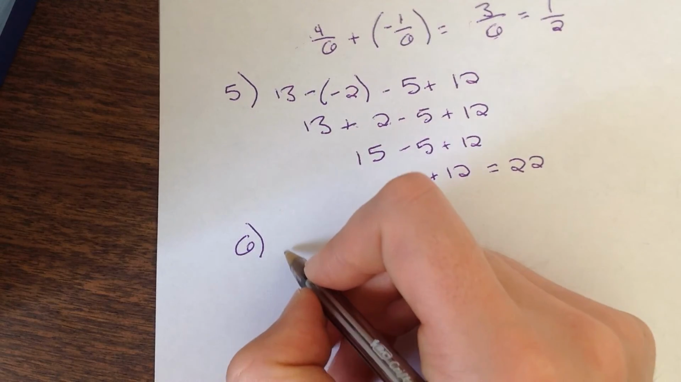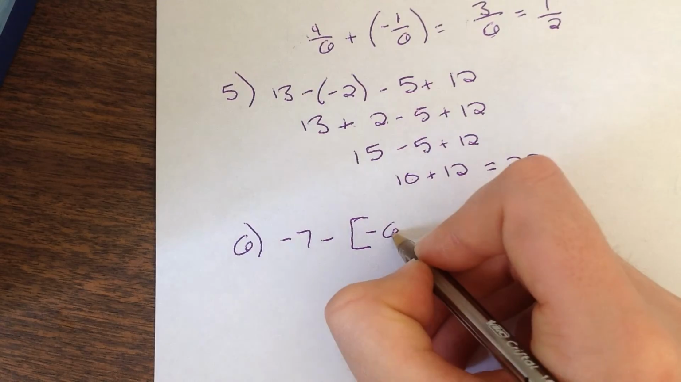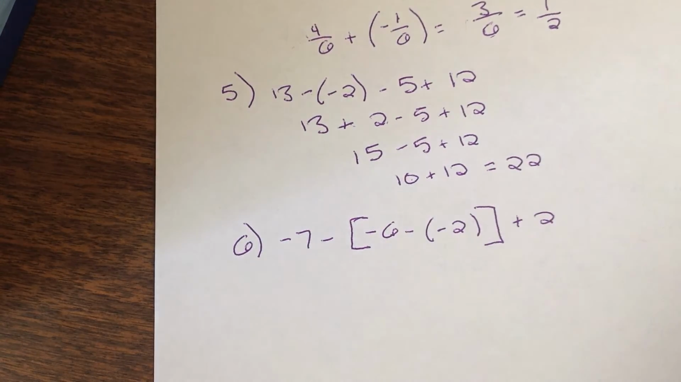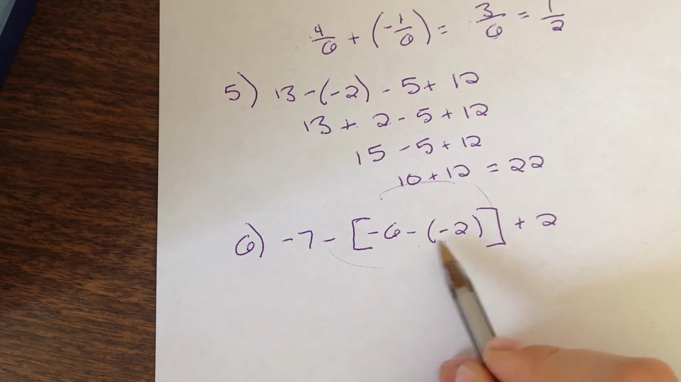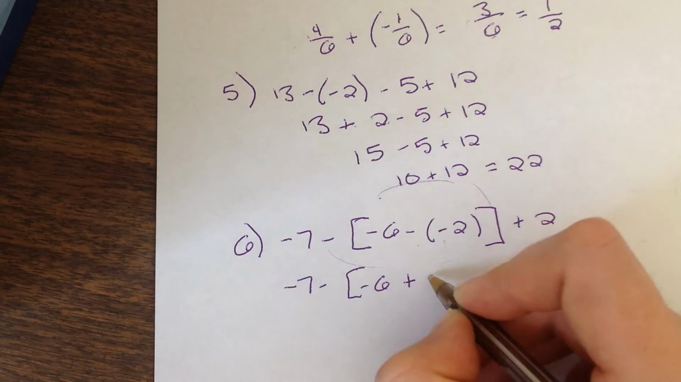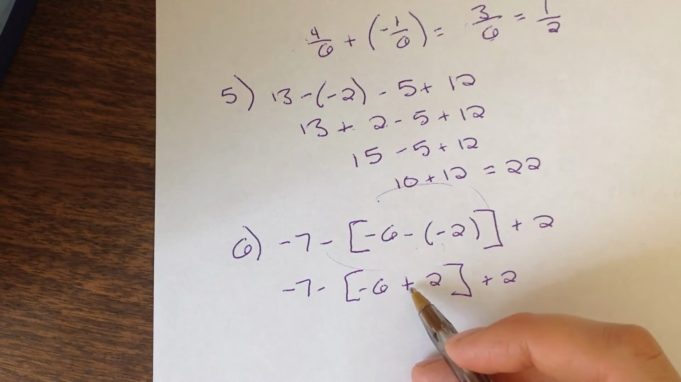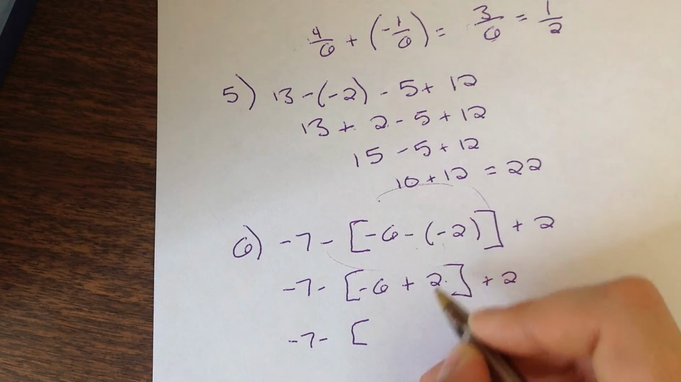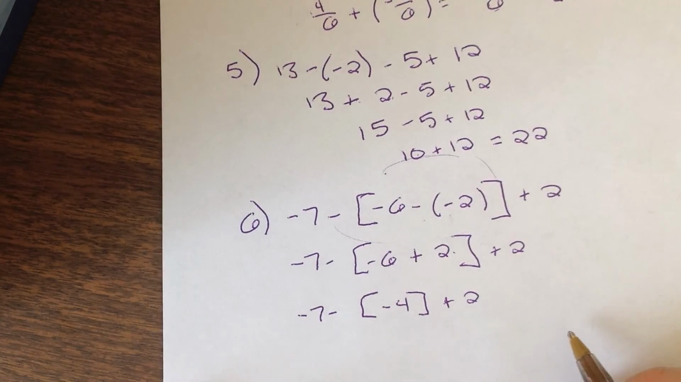Last one. Negative 7 minus negative 6 minus negative 2 plus 2. So let's start in the parentheses. Minus a negative, so the rest stays the same. So we get negative 6 plus 2. Let's do it on the outside. Well, negative 6 plus 2, different signs, means I subtract. So I get 6 minus 2 is 4. 6 is bigger and it's negative, so I have negative 4 plus 2.